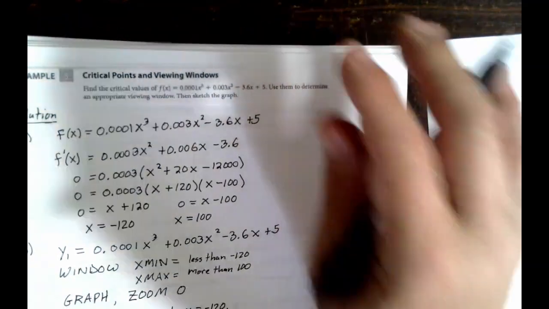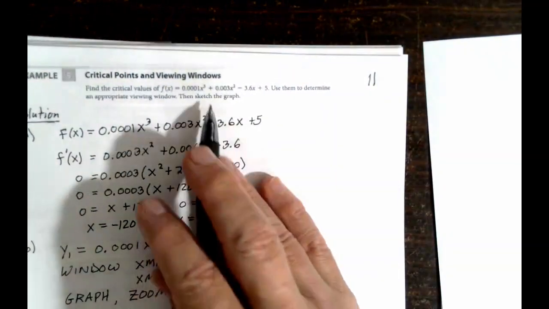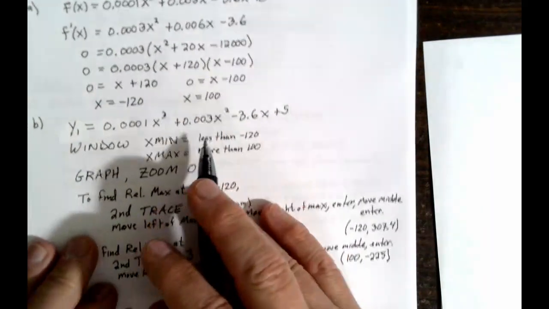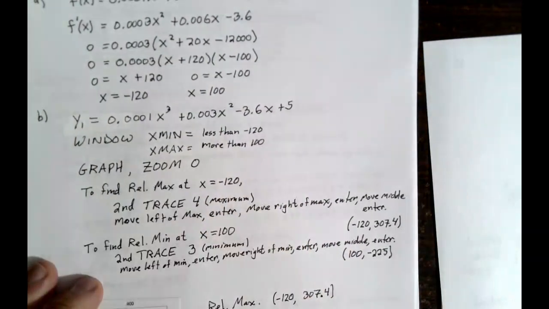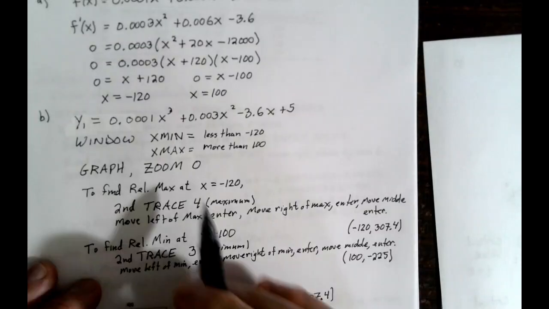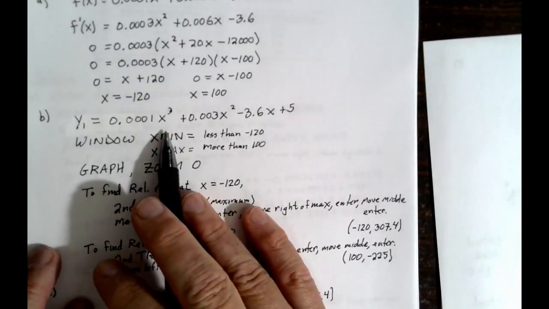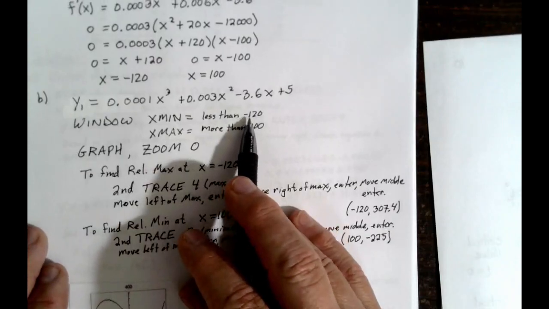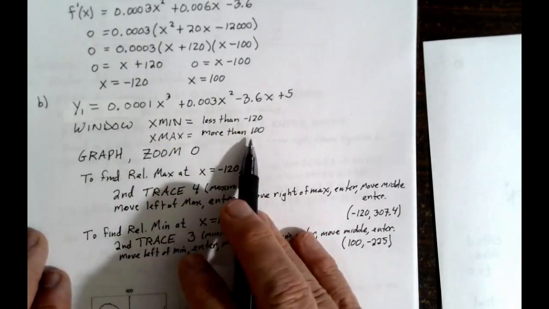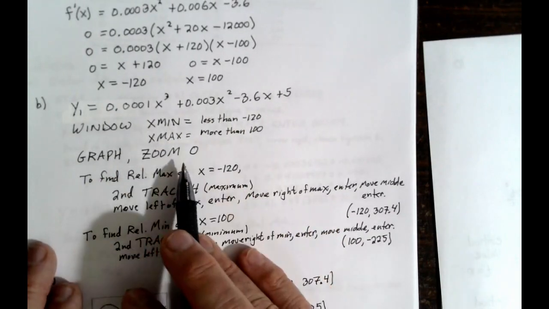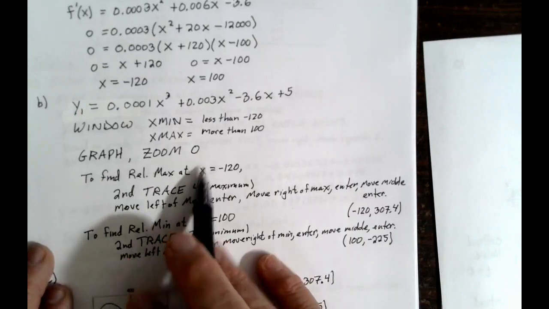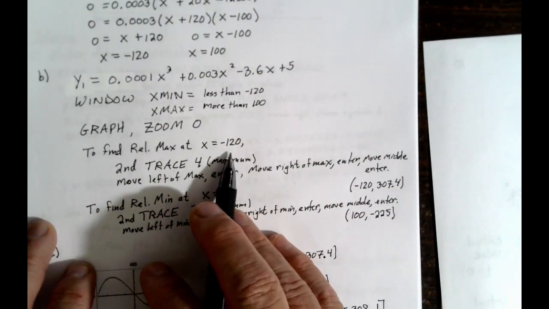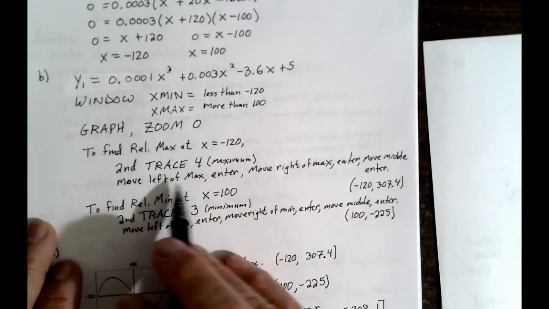Alright, number 5. We have this function here. We take the derivative, we set it equal to 0, we factor. And now they ask us to find the critical values. So you take this guy and you pick a window less than negative 120 and greater than 100. Hit graph and then zoom 0. Now to find the relative max at negative 120, you just hit second trace 4.